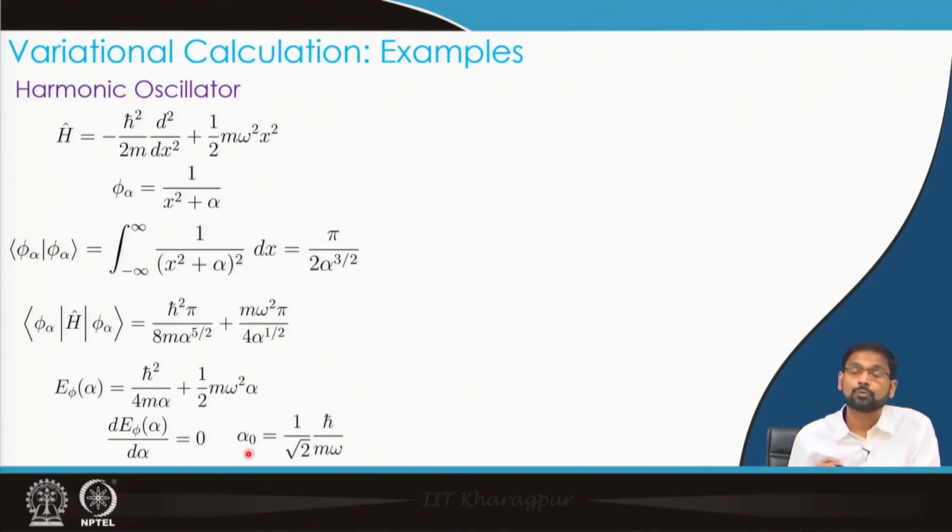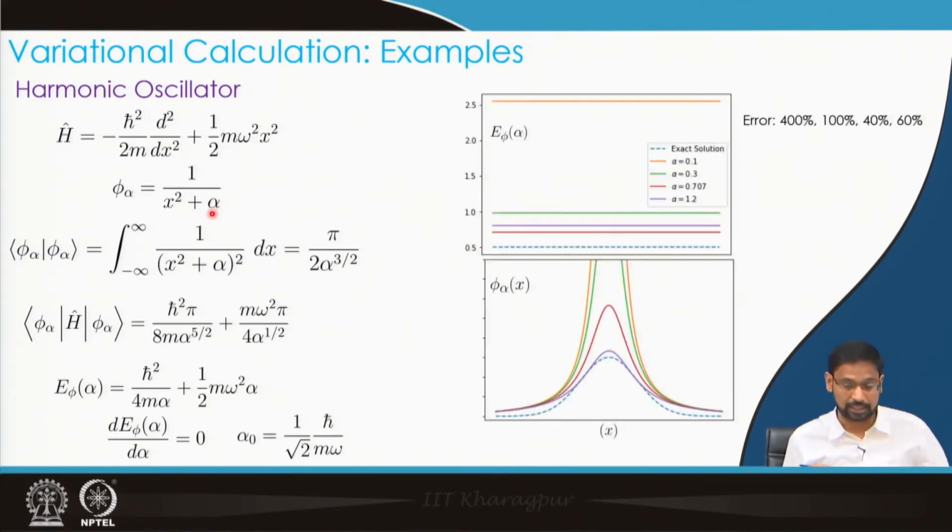So what would I do? What is my best energy? If I plug this value of alpha 0 into the energy value E phi, then I get my best energy. What is the best wave function? If I take this value of alpha 0 and put it in the trial function, that is the best description of my ground state wave function. Now let us see what we are going to get if we do this numerically.